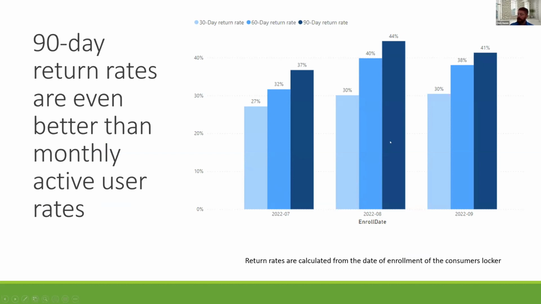We looked at monthly active users, which was about 30%, the people coming back each and every month. This is people who are still coming back, but it might take them longer. They might not log in every month, but they're still checking it 60 and 90 days out. So almost half of the users are coming back within a fiscal quarter.